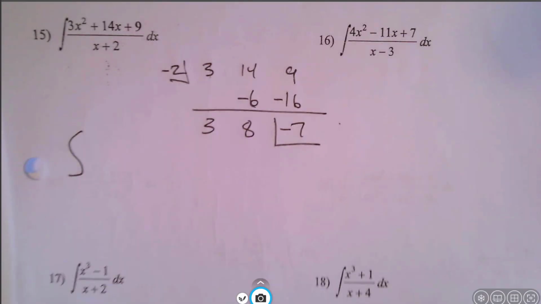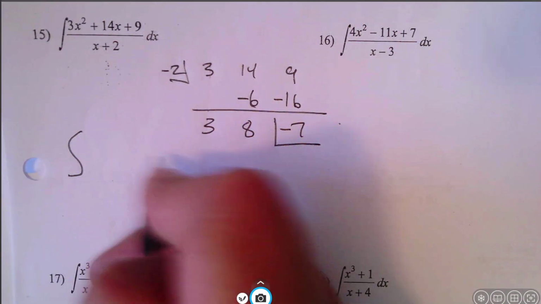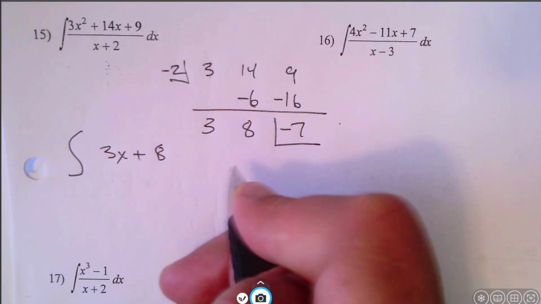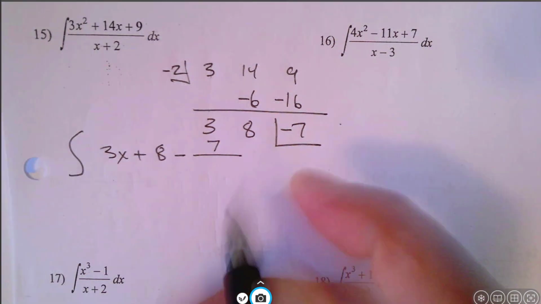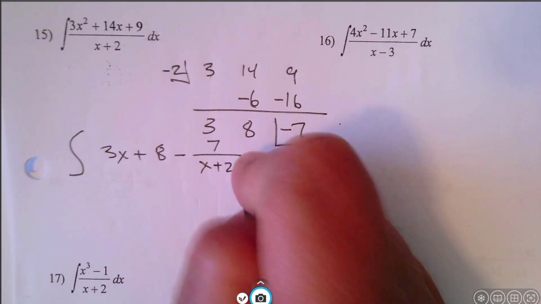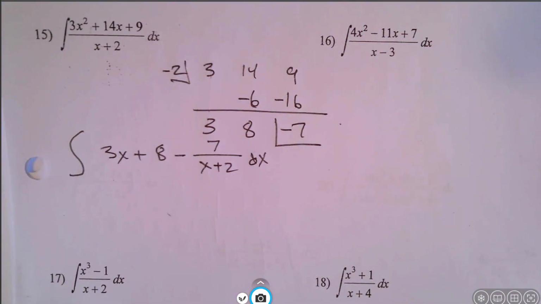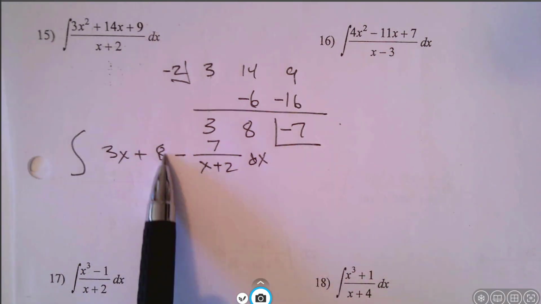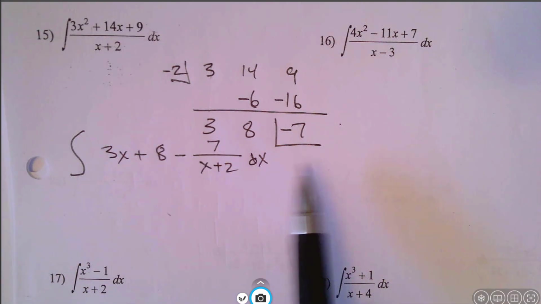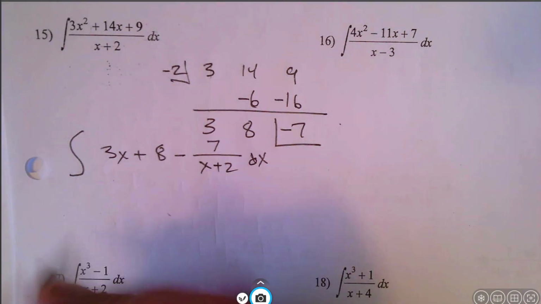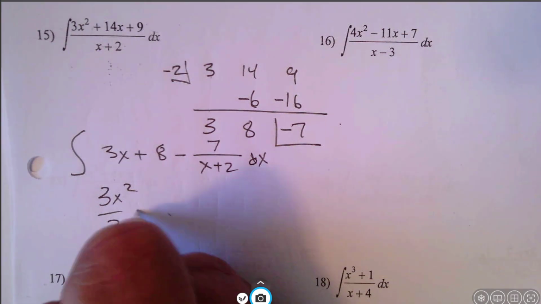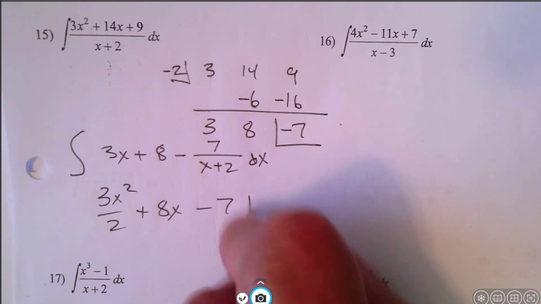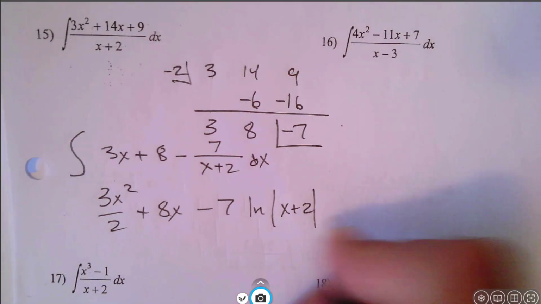Rewrite. So we can now rewrite this as the integral of 3x plus 8, and this is going to be minus 7 over x plus 2 dx. So these are the same thing. We just did the synthetic division. And now, since we have it written as a sum or a difference, we can take the antiderivative of each of these terms, and that's going to give us 3x squared over 2 plus 8x minus 7 natural log of x plus 2 plus c.